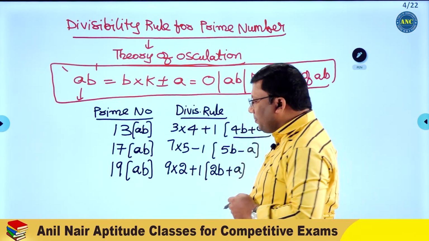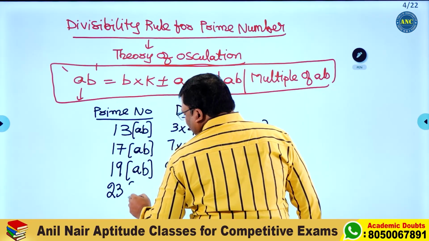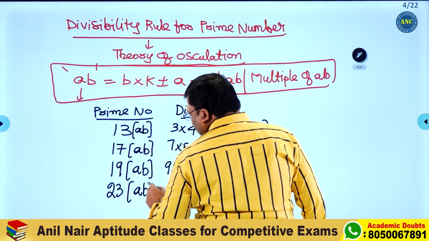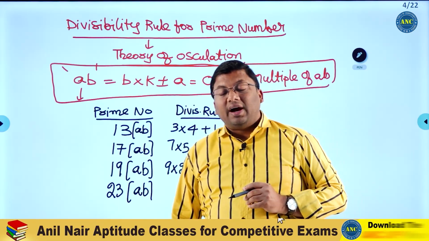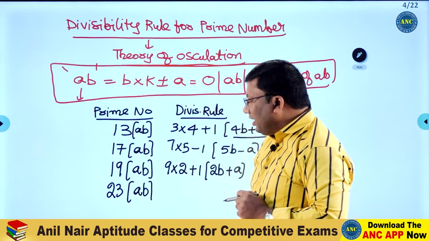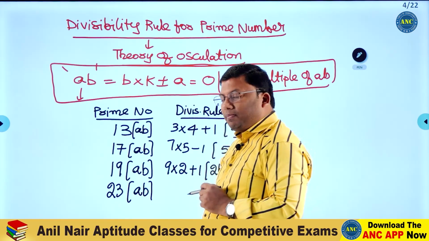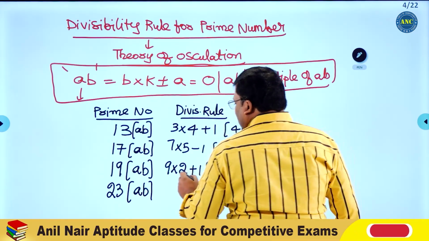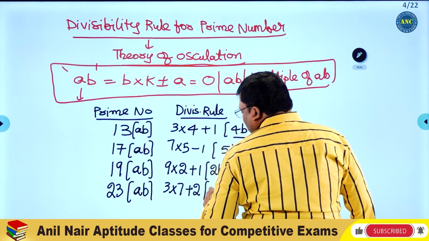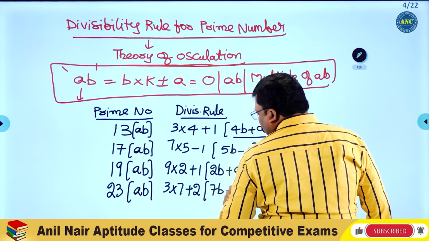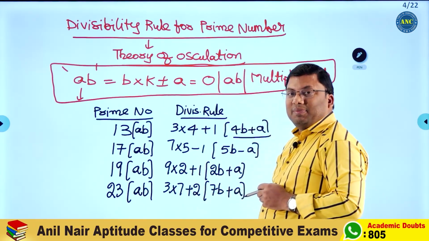It all depends upon the number. Suppose it is 23, a 2-digit number. 3 should be multiplied by which number when added to another number, I will get the same number? 3 sevens are 21, 21 plus 2 is 23. So, this will be 3 into 7 plus 2. So, the answer for this question is 7b plus a.